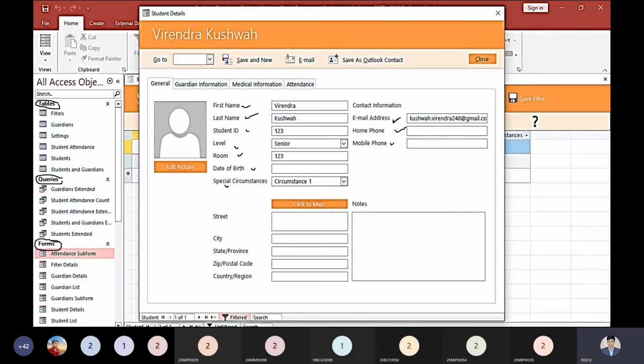Yes, sir. Suppose for city I need to put Bhopal. I can put it, but I need to use a command or syntax, so I have to write: update student list data table where student ID is 123 and update the city. So I have to write the entire statement just like an English statement.